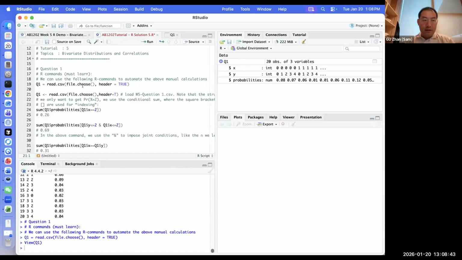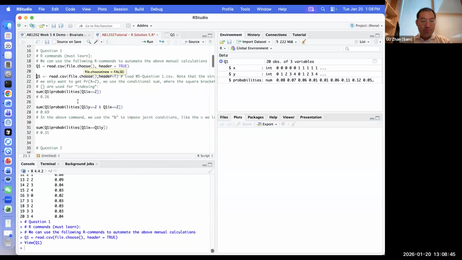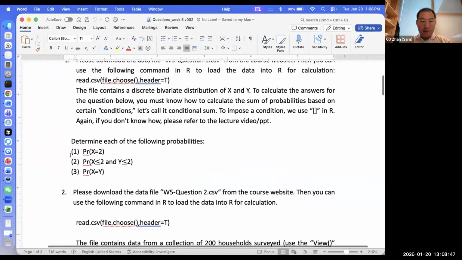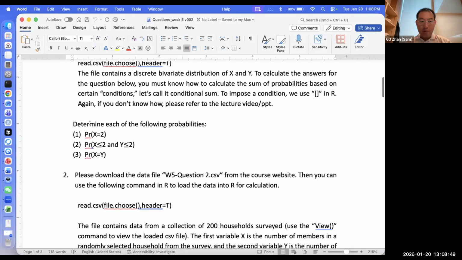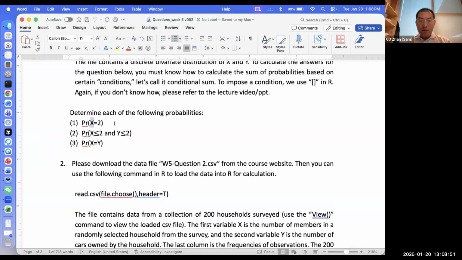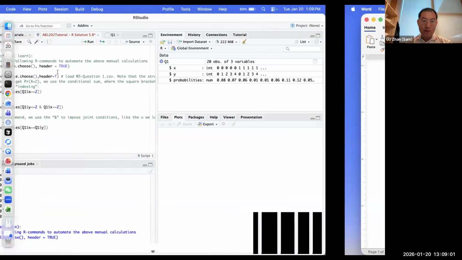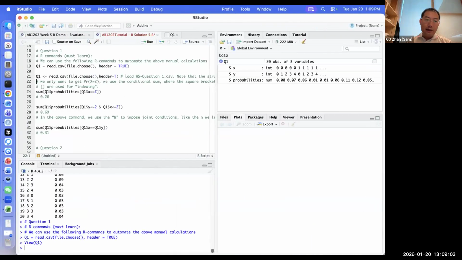Next, it asks us to determine each of the following probabilities. So x equal to 2. What is the marginal probability? We don't think about anything about y. We just want x equal to 2. What is the probability? So we need to find out x equal to 2.